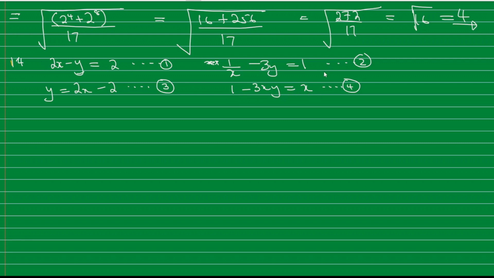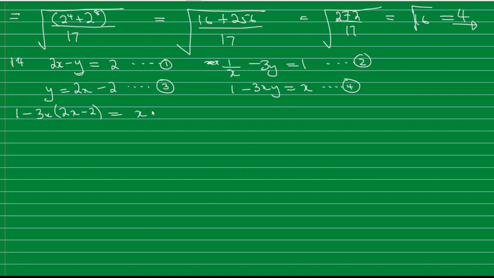the top equation there. So what we are going to do basically is to take equation 4, rewrite it, but in place of y, we are going to substitute y with 2x minus 2. So I've got 1 minus 3x times y, but our y here is 2x minus 2. So substitute that, 2x minus 2. This is equal to x. So we've got one single equation which has one variable, x.